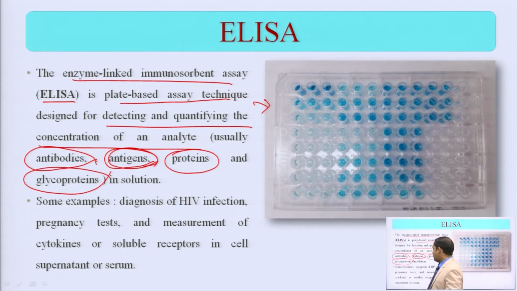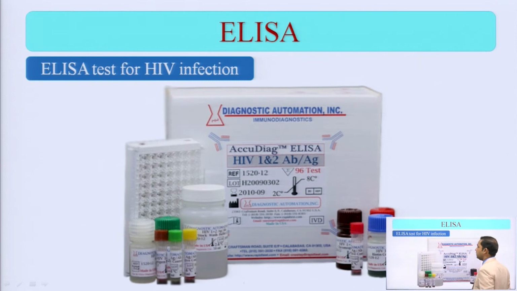Okay. What are the examples? Some examples are: in HIV infection we are using it, in pregnancy tests we are using it, and in the measurement of cytokines we are using it. Here is a very good picture of a marketed diagnostic kit.